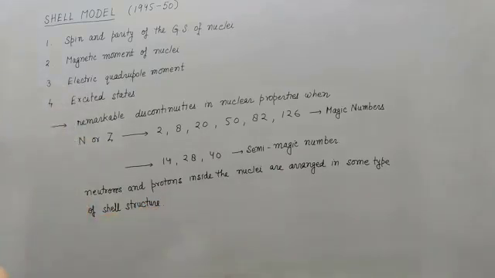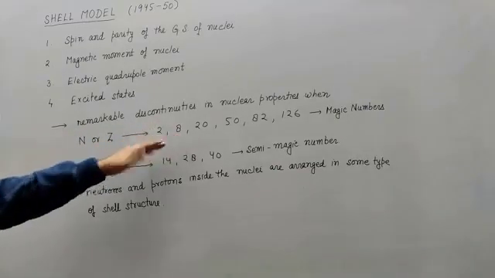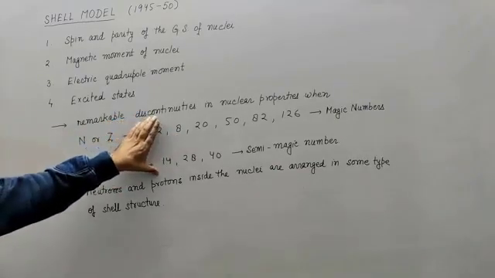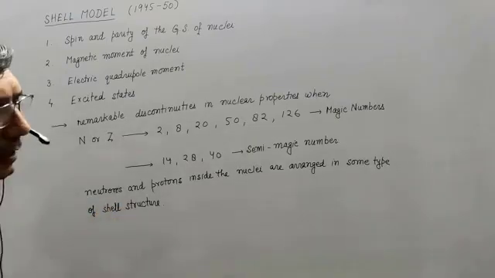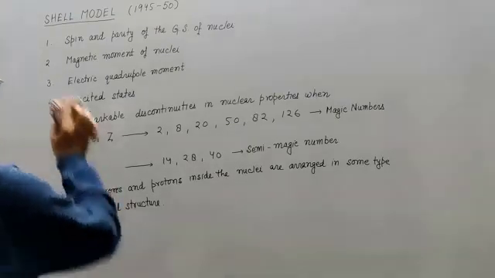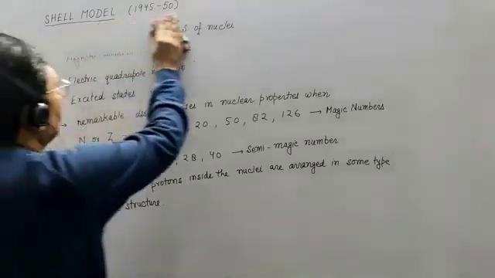Now they want to justify these numbers on the basis of some type of shell structure inside the nuclei. But for this they need some experimental support. So they found certain experimental evidences which support the shell structure.